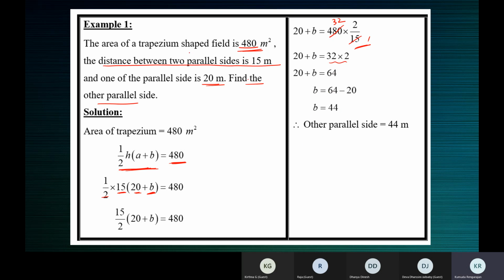Therefore, the length of the other parallel side is 44 meters.